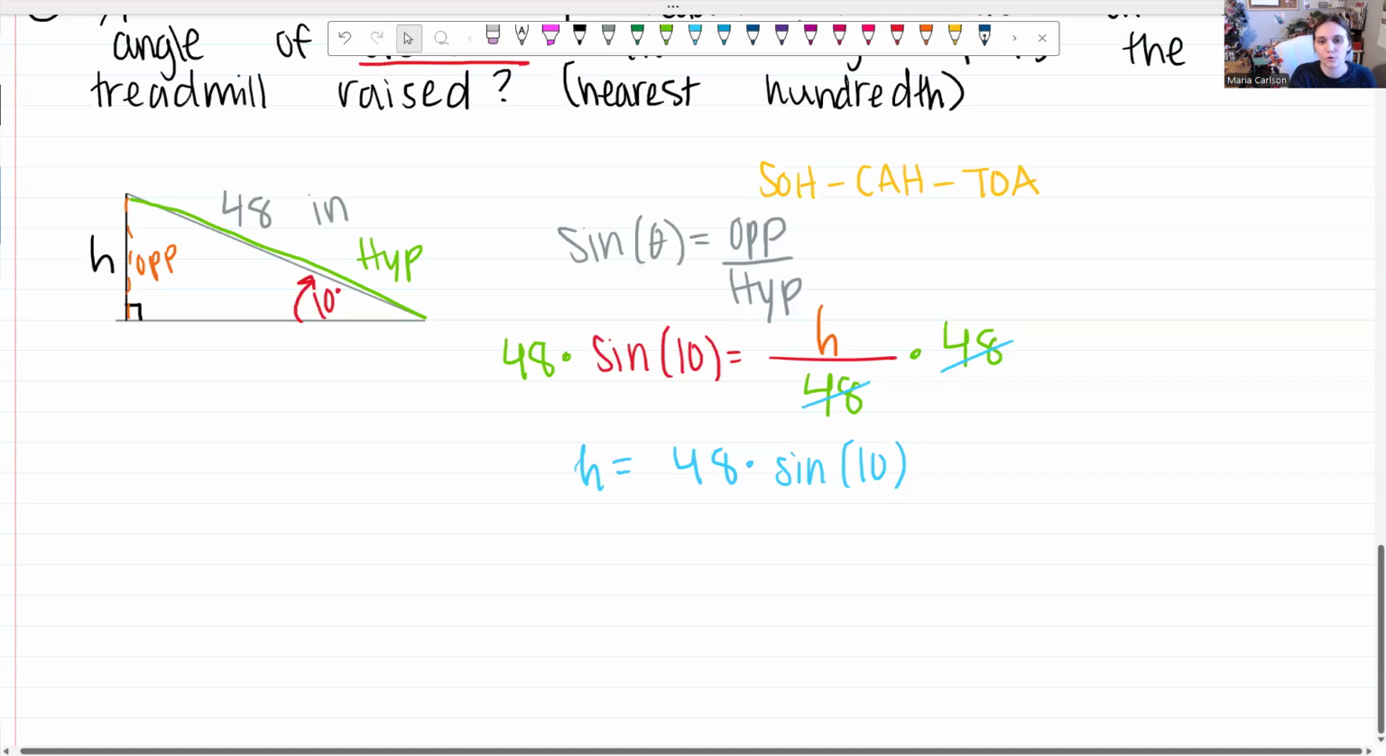Or 8 and 34 hundredths of an inch. And this is an approximation. So, 8.34 inches.